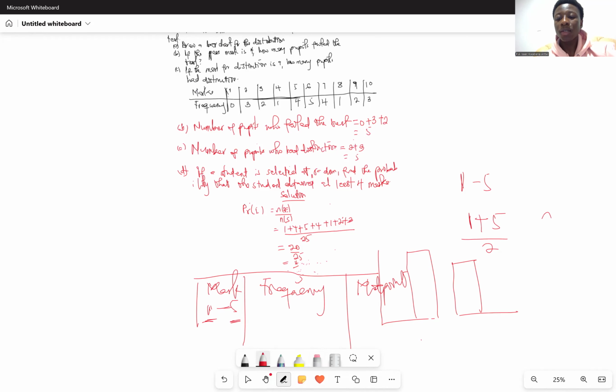So 1 plus 5 is 6. 6 on 2 is 3, right? So the first one, the midpoint is 3. The next one, let's say 6 to 10. The midpoint will be 6 plus 10, right, on 2. That'll be 16 on 2, which is 8. So the midpoint for the next is 8. So if you draw the boxes, you put the midpoint there, 3, 8.